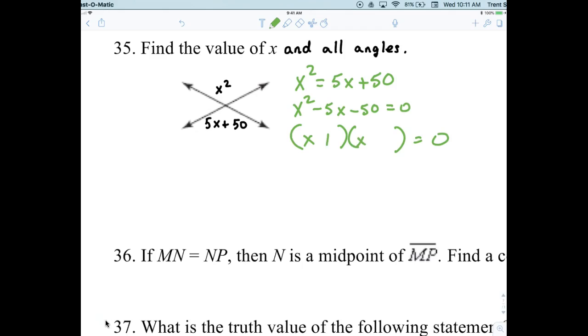X, 10, 5, negative, positive. You agree with this? And so x has to equal what? 10 or negative 5. All right? Shouldn't it be 10? Oh. You agree with that?